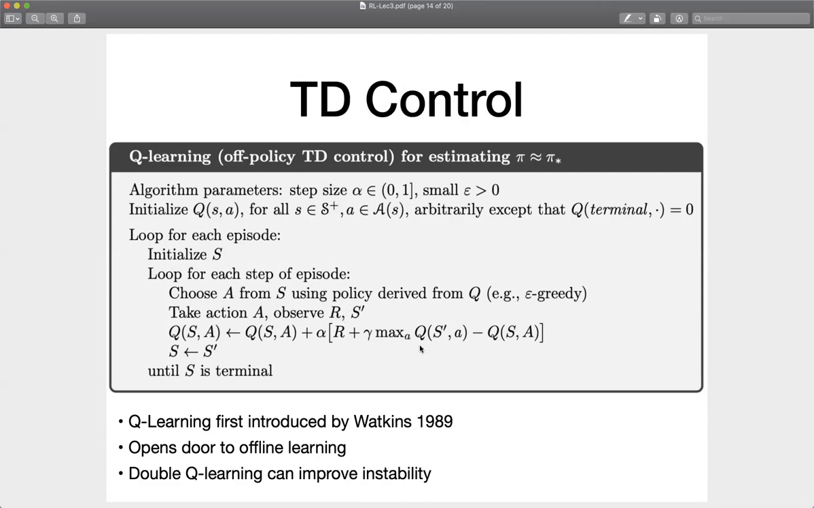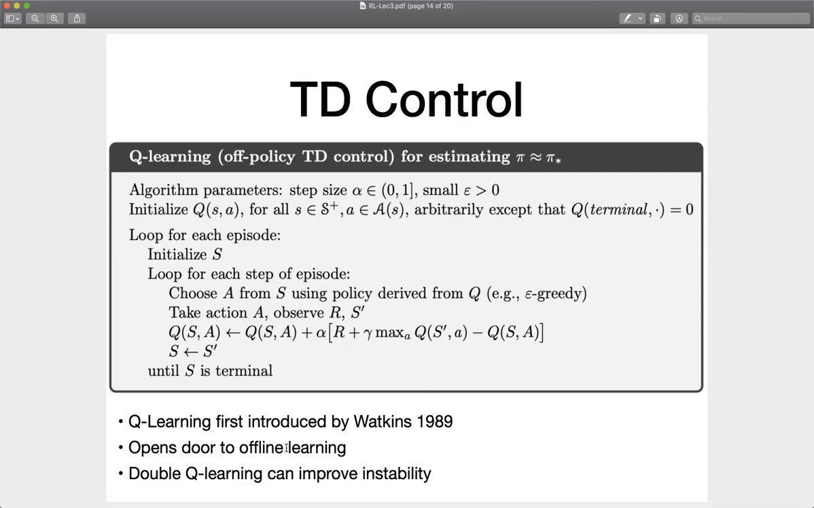And you don't need a model. You're using the environment to give you what R and S prime are. This is actually pretty old. It was introduced by Watkins in '89. But what makes it really cool now is that we can do offline learning here.